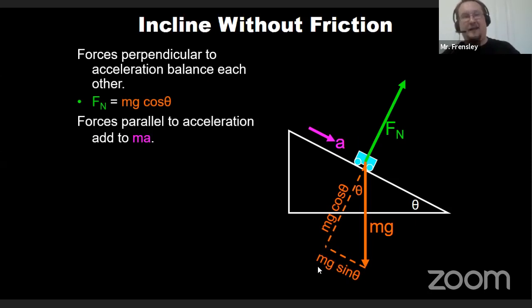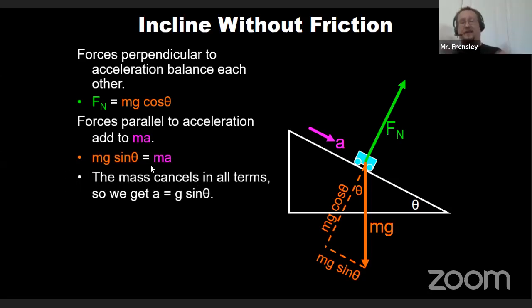That mg sine theta is actually what makes you accelerate downhill when you're on a bicycle or skateboard or whatever. I personally call it the downhill force. So if everyone's like, hey, Frensley, how do you calculate the downhill force? I would say just do mg times the sine of the incline angle. So we're going to set the mg sine theta equal to ma, and then the mass cancels out. Again, acceleration is g sine theta.